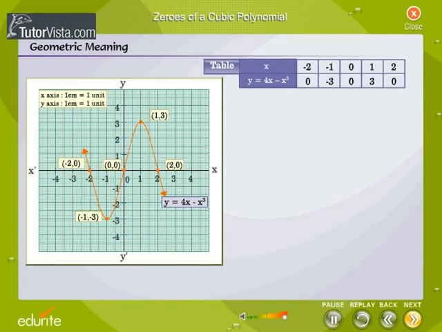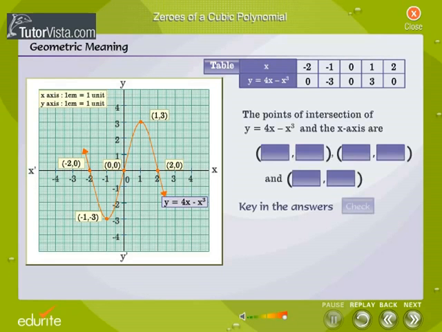Geometric meaning. We draw the graph of y is equal to 4x minus x cubed using the table of values which we have developed. Observe the graph carefully. From the graph, find the points of intersection of the curve and the x-axis. Key in your answers.